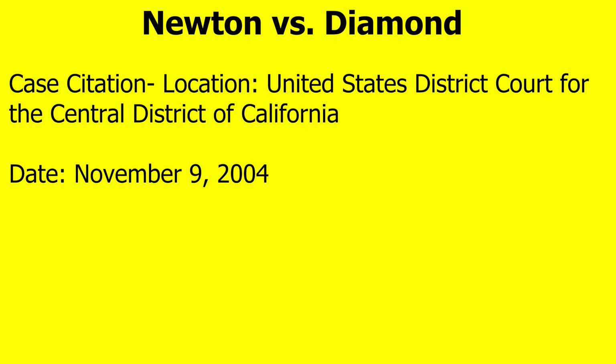The case of Newton versus Diamond is the perfect case to explain sampling, because it consists of the owner of the musical composition bringing a copyright infringement action against a band that had included short segments of the composition in its own recording. This case ended in the granting of the defendant's motion for summary judgment and the denying of the plaintiff's motion for summary judgment.